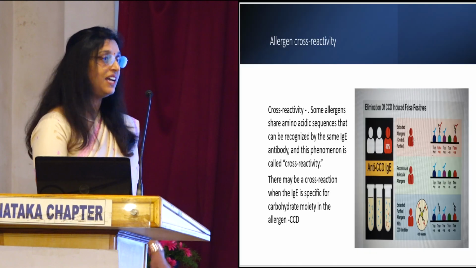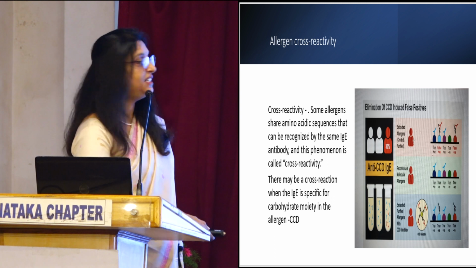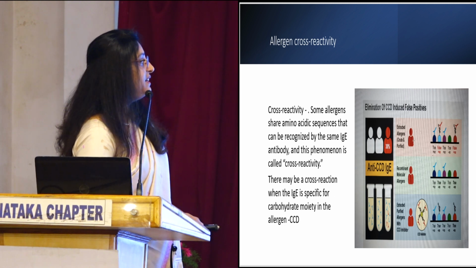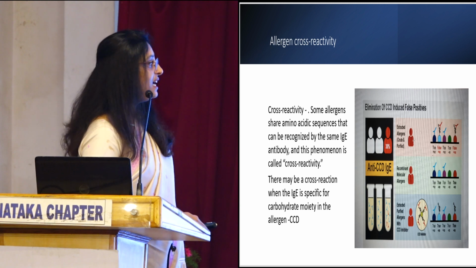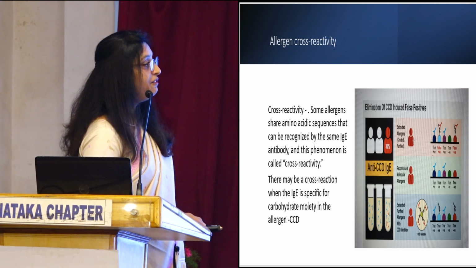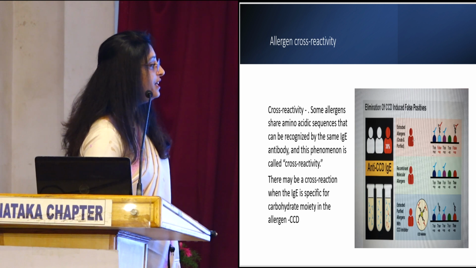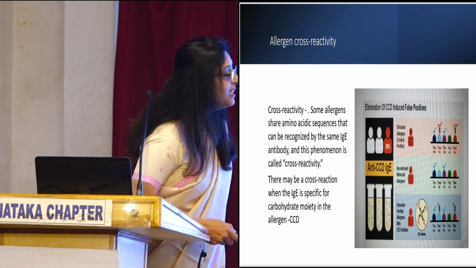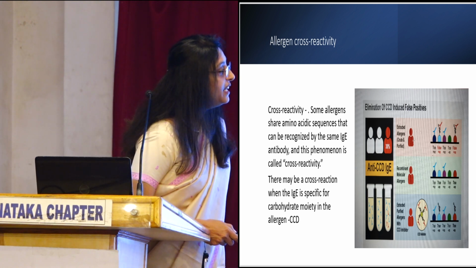So the major challenge we find in interpreting the allergy test is the cross-reactivity. And when you say cross-reactivities, this is basically because they share amino acid sequences that can be recognized by the same IgE antibody to different allergens. And there may be for the carbohydrate moiety in the allergen. Let us just look at this. When the ELISA or any of these immunoblot assays use extracted allergens, there is a possibility.